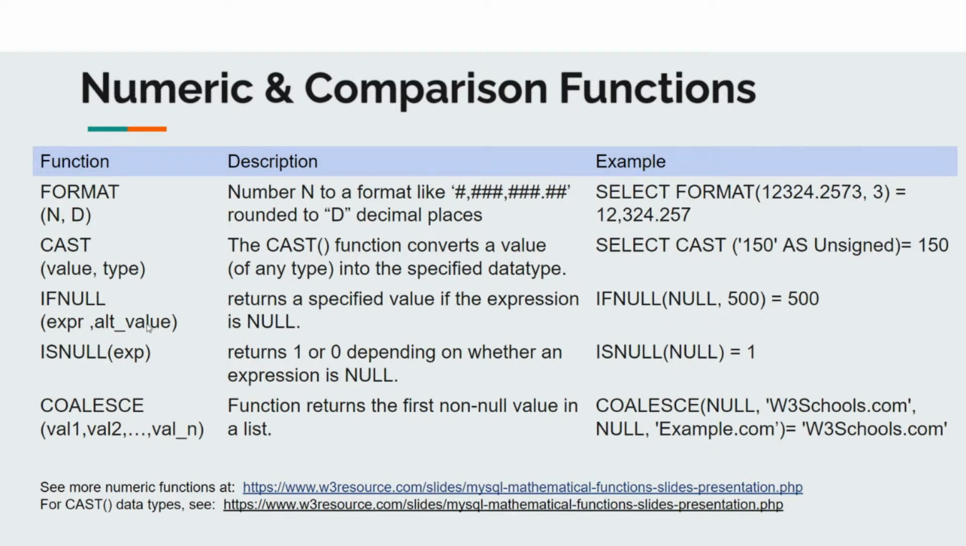So it returns an alternative value if the expression is null. If you're going down a column and you come across a null, it's going to put 500 in for every null. That's what we were talking about at the beginning of class, where you can impute some values if you know what the null values should be, like if you know they should all be 500.